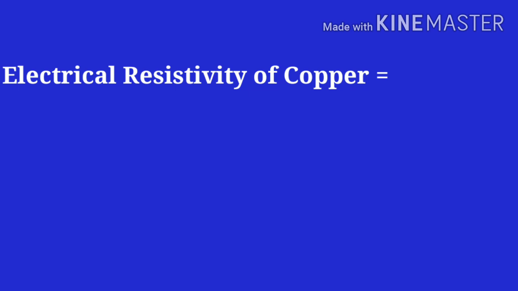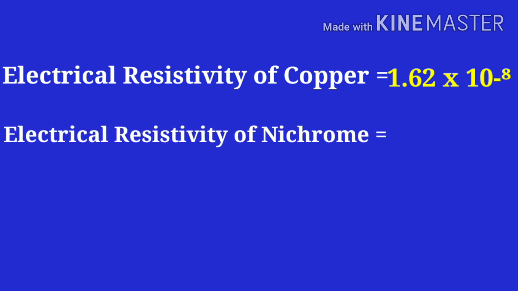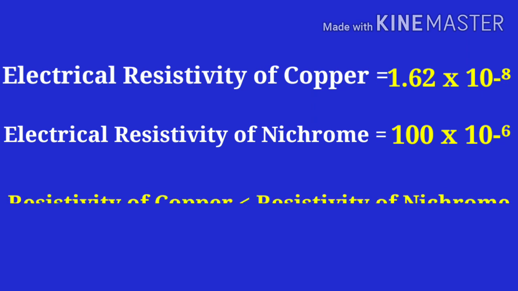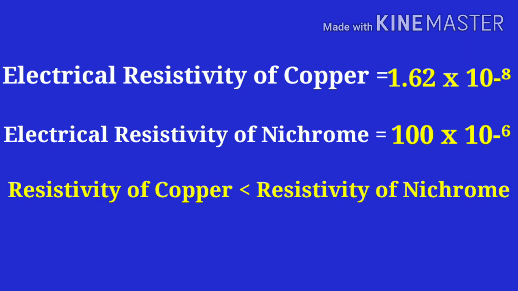Electrical resistivity of copper is 1.62 into 10 to the power of minus 8. Electrical resistivity of nichrome is 100 into 10 to the power of minus 6. Resistivity of copper is less than resistivity of nichrome. That is why current increases when we change the material from nichrome to copper. Hence, I3 is greater than I1.